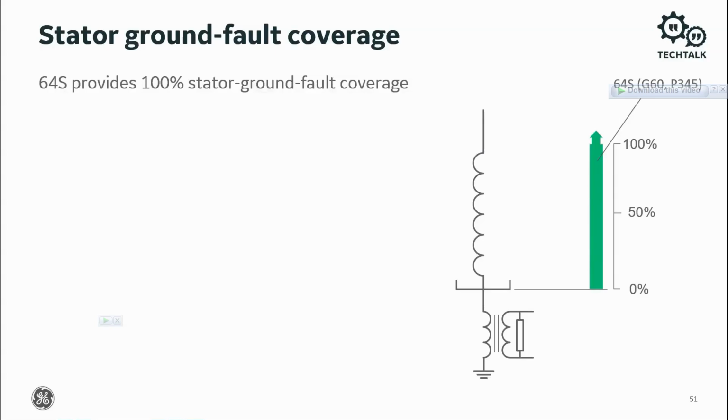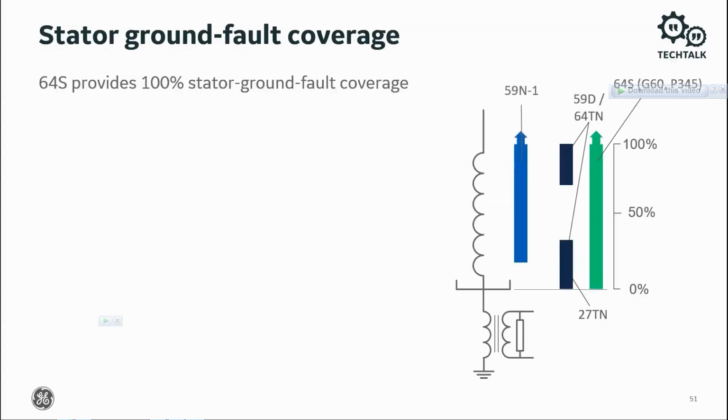The traditional three methods of stator ground fault protection are the 100% stator ground protection, 59D64TN, that uses the third harmonic voltage at the generator neutral and the third harmonic zero sequence voltage at the machine terminals, the third harmonic neutral under voltage 27TN protection at the machine neutral point, and the neutral over voltage elements 59N1 and 59N2.